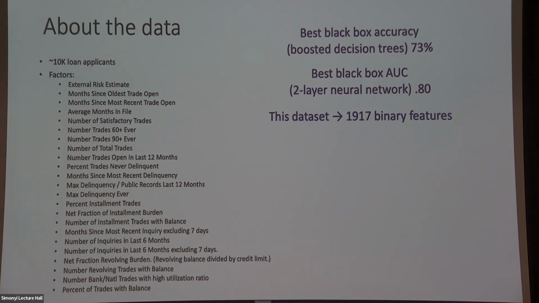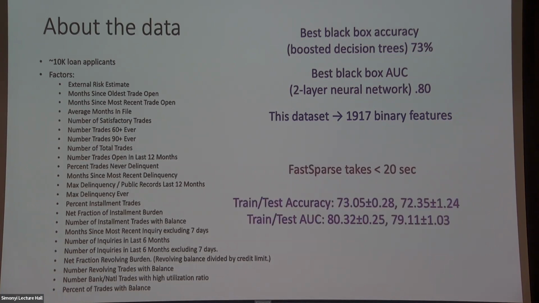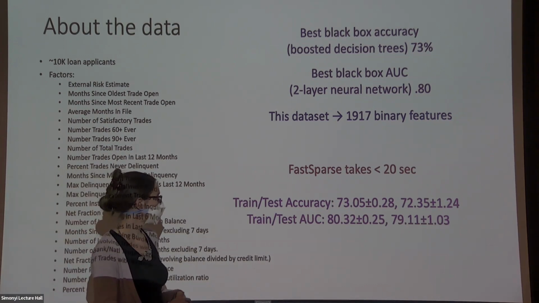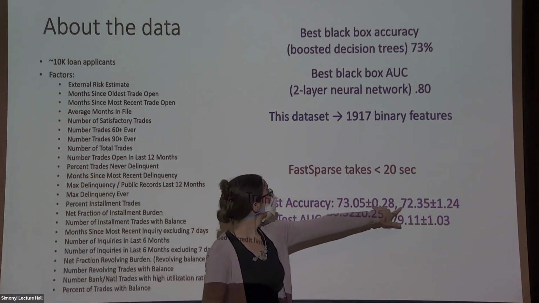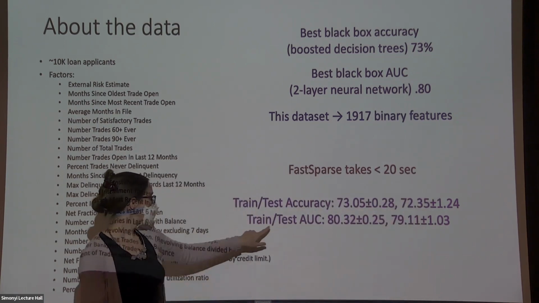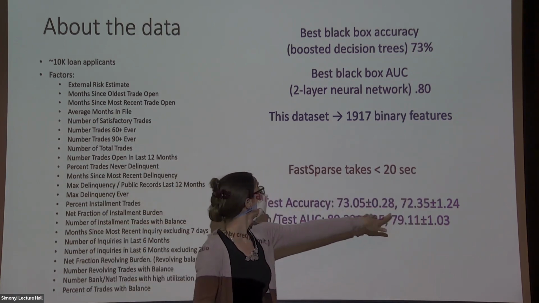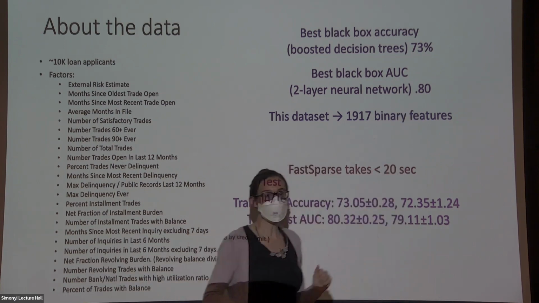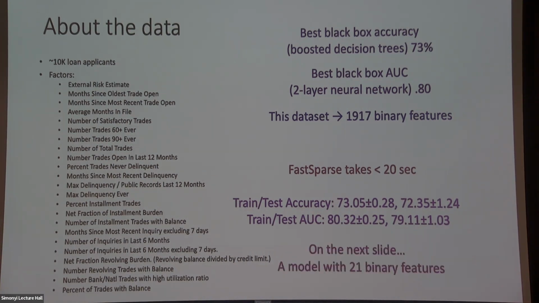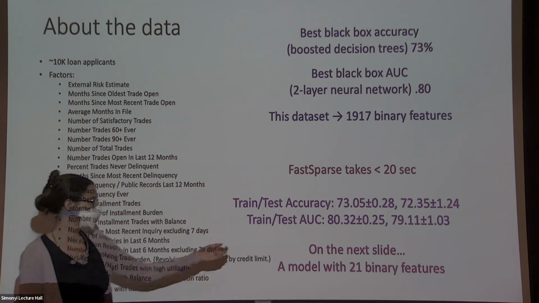Okay, so fast sparse finishes in under 20 seconds. And its training and test accuracy are right around the best, which is 73%. Its train and test AUC are also right about the same as the best of the black boxes. So we don't sacrifice performance over the black boxes. And what I'm going to show you on the next slide is one of the fast sparse models.